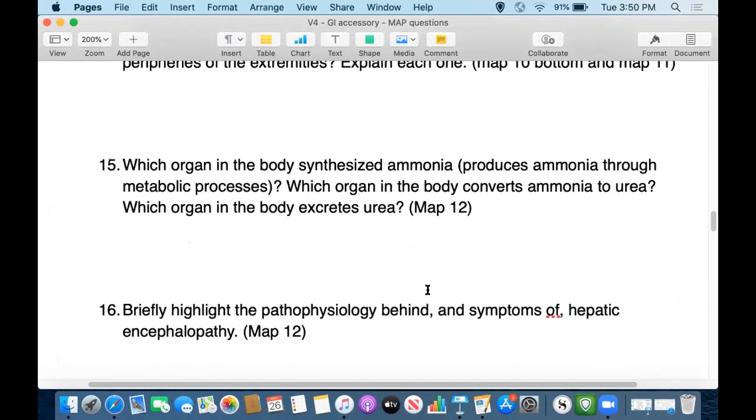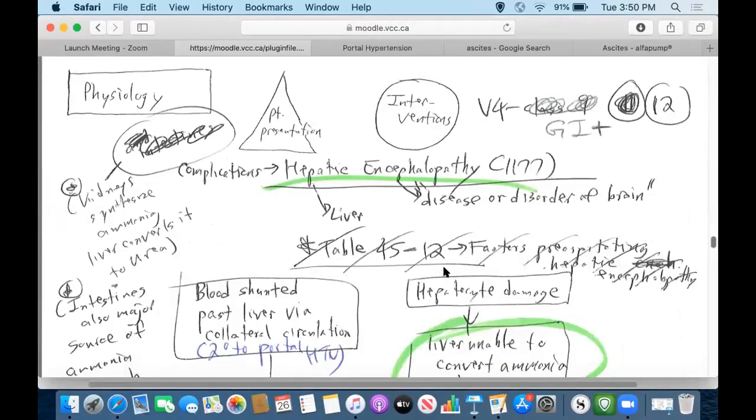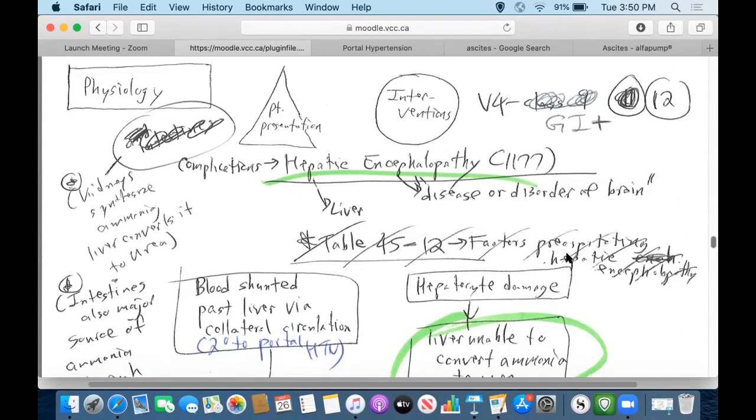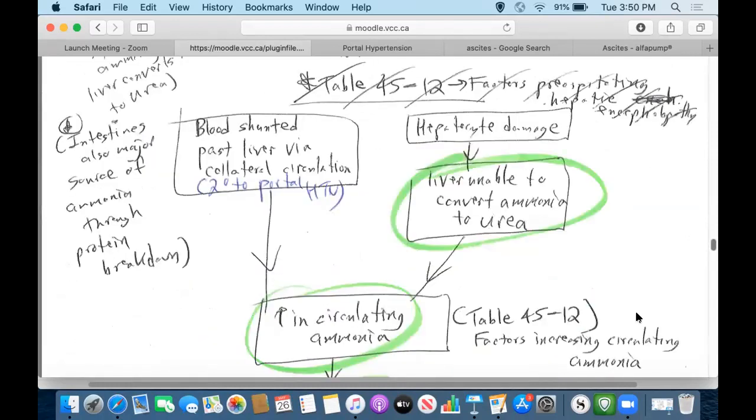Question 16. So now, using what we learned from 15, let's talk about 16. What is the pathophysiology behind hepatic encephalopathy? If we go back to map 12 here. So now, of course, you assume that the liver's not working. So the kidneys are working, the gut's working, I assume. So someone eats protein, for example, it gets synthesized to ammonia, but the liver is unable to do what, because it's damaged? It's unable to convert that ammonia to urea. So we have increasing amounts of circulating ammonia, which is problematic.